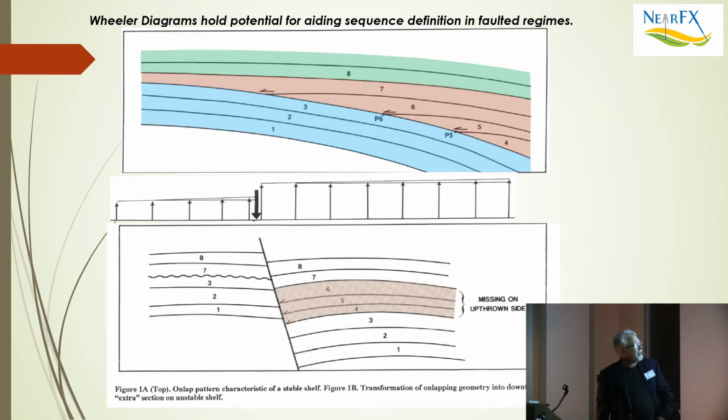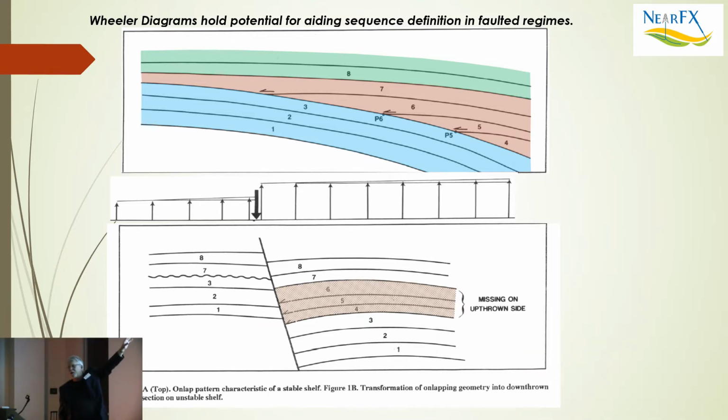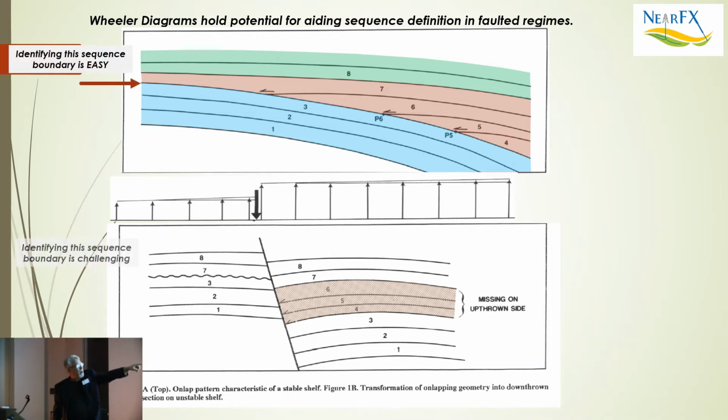And I explained that the sequences, which are easy to find with on-lap and down-lap, are not so easy to find in growth faults like we have here in the Gulf of Mexico. And the reason is obvious. There are no geometrical irregularities like you're looking for. And this is a real problem.